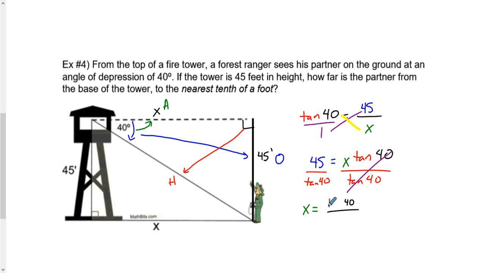45 divided by the tangent of 40. Sorry, I was looking at the wrong side. And this side is exactly what I'm going to type into my calculator. 45 divided by the tangent of 40 gives us 53.6 feet. That's our unit.